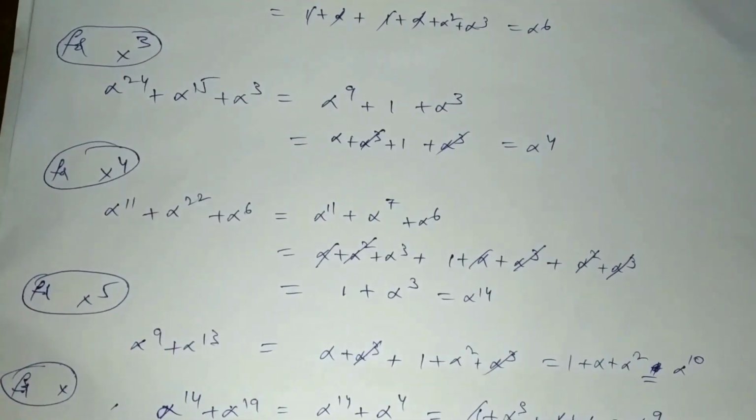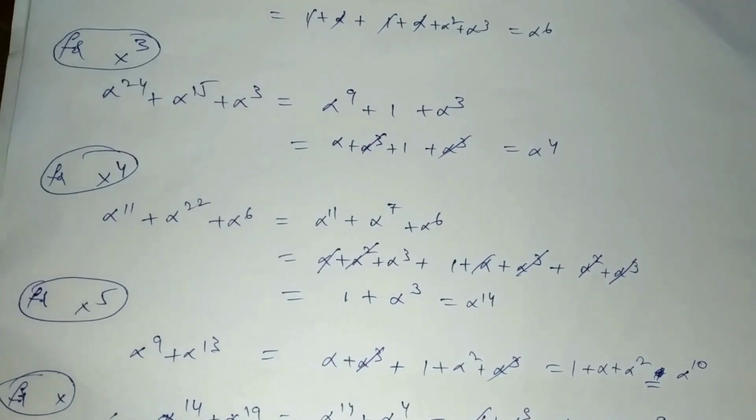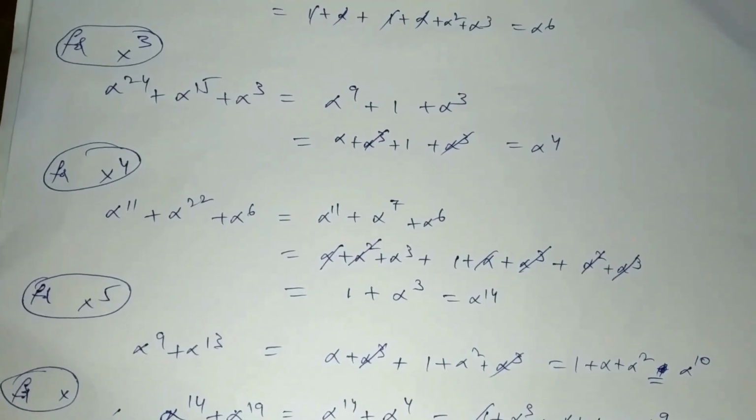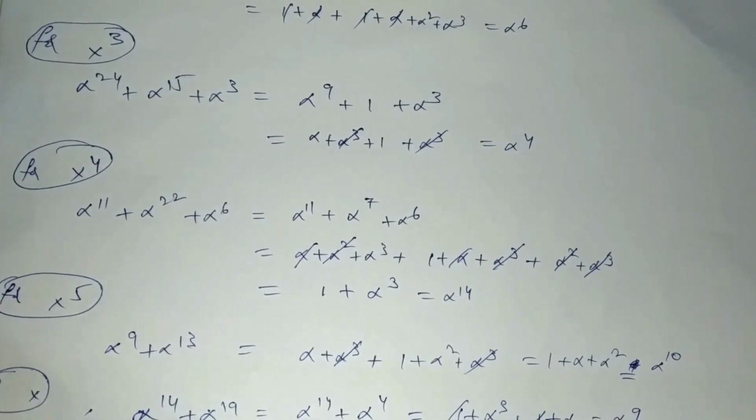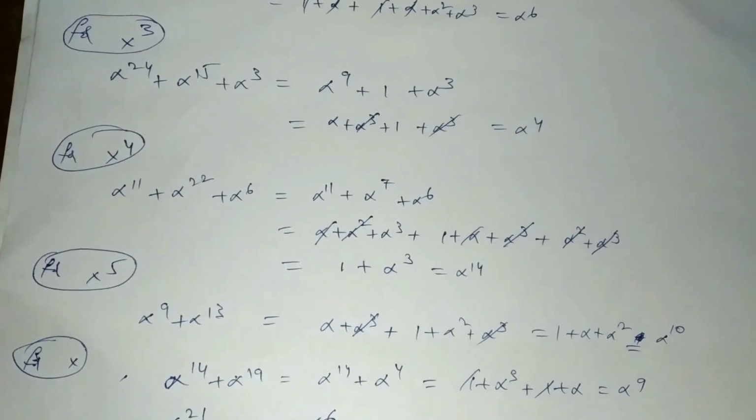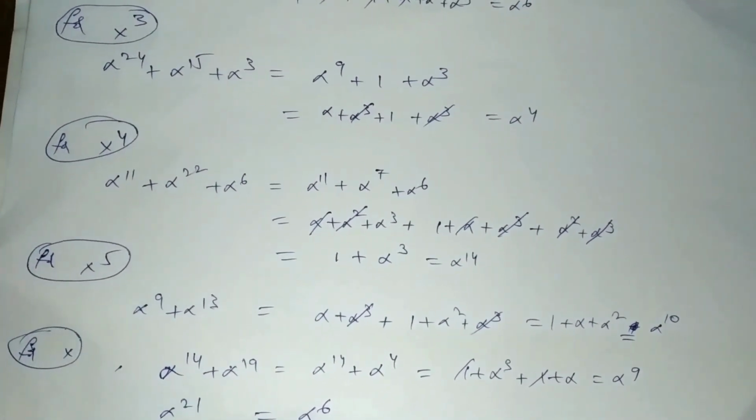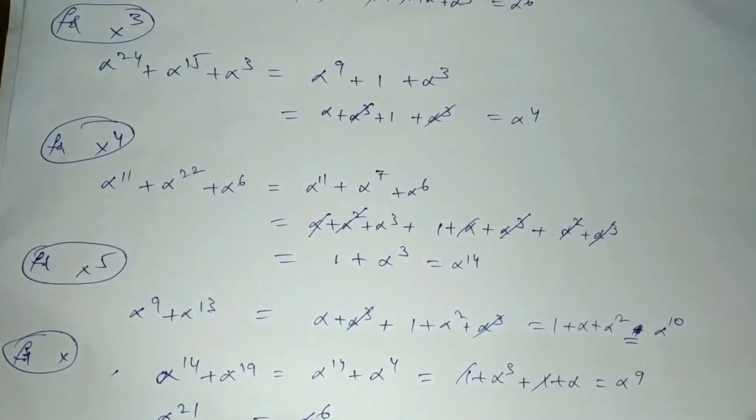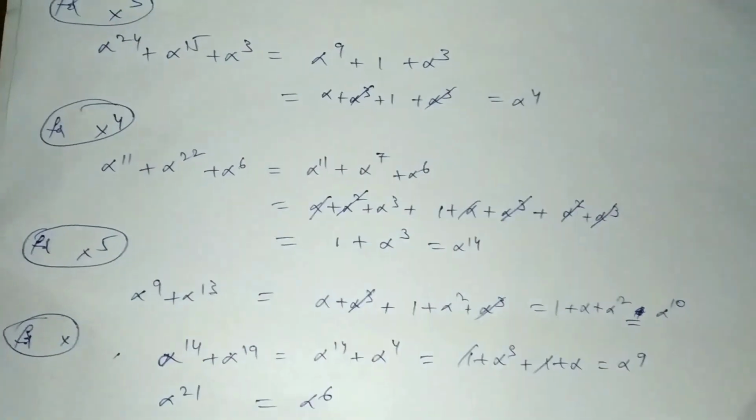For x power 5, the coefficient is alpha power 9 plus alpha power 13. By substituting the equivalences for alpha power 9 and alpha power 13, we get the simplification 1 plus alpha square, which is nothing but alpha power 10. Similarly, for the coefficient of x, it is alpha power 14 plus alpha power 19. Now alpha power 19 may be simplified as alpha power 4, and finally we got alpha power 9.